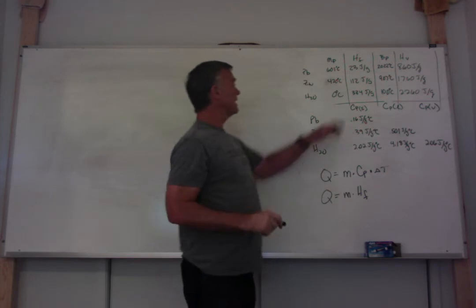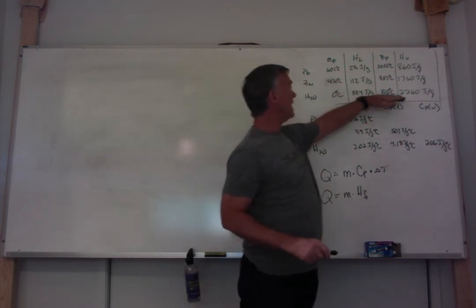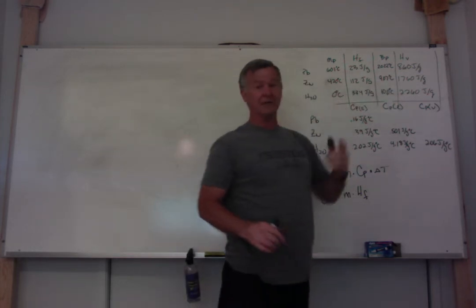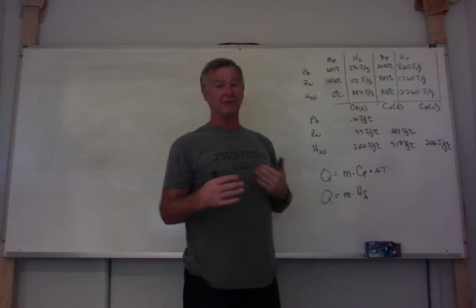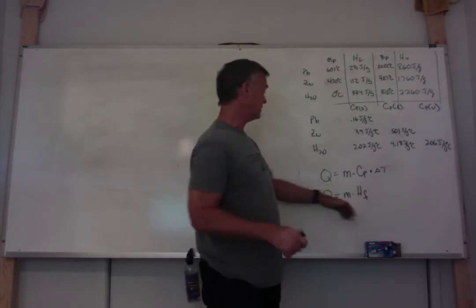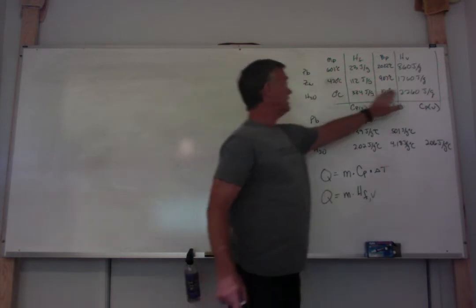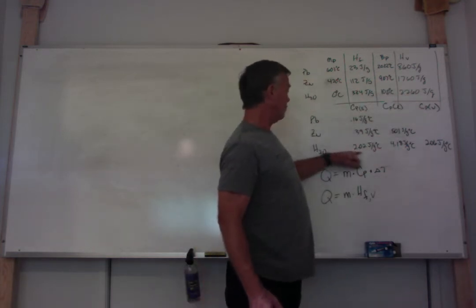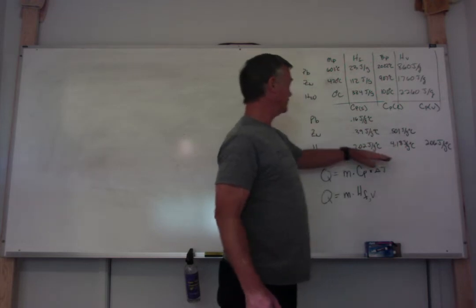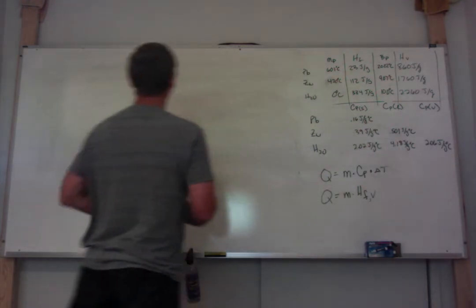Water has a melting point of 0 and a boiling point of 100, and we need to know both of those. If we go through a phase change, we have to use this equation. And here's your heat of fusion, heat of vaporization, and for water, these are your specific heats for solid, liquid, and gas. So let's do this.